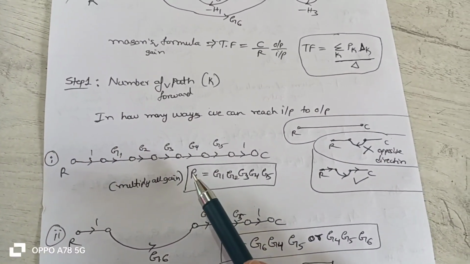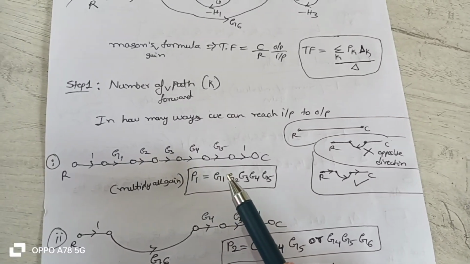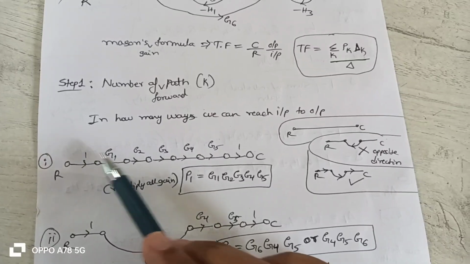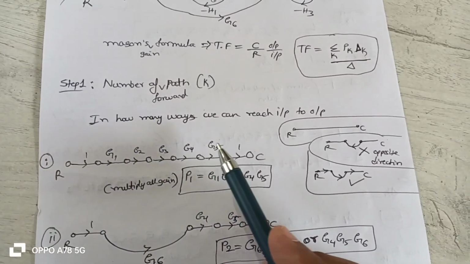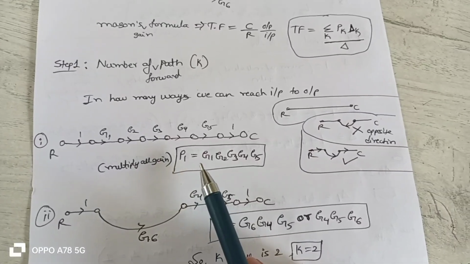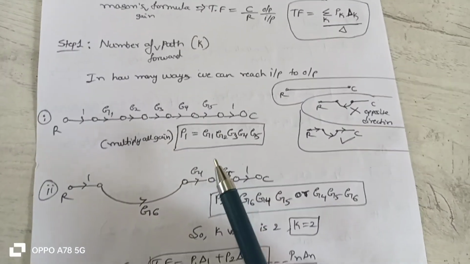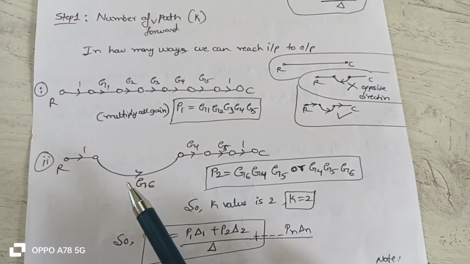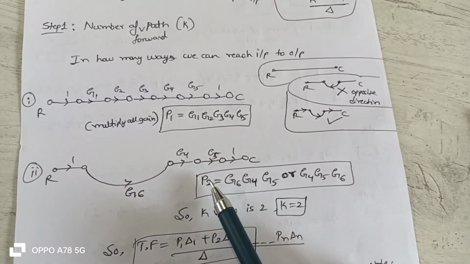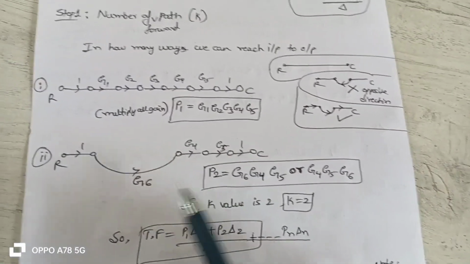Then it is denoted by P1. P1 can be written as G1, G2, G3, G4, G5. It is nothing but multiplying all these gains: 1 into G1 into G2 into G3, G4, G5 into 1. So you get P1. This is the first way you can go from input to output. The second way we can travel is in this way, from input to output. Here also it is the same; you denote it by P2 and multiply its gains.